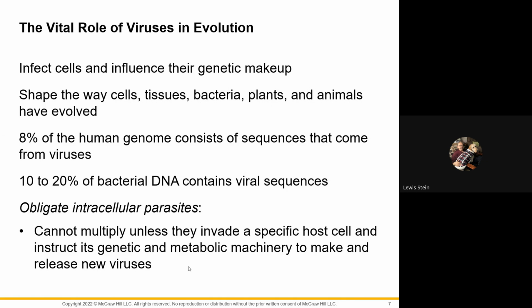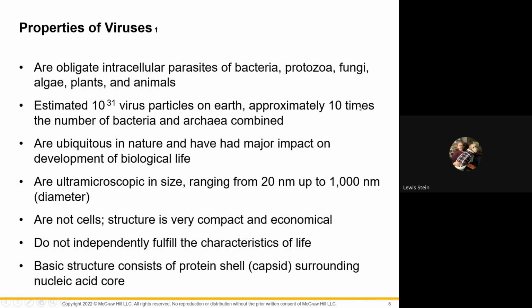And there's lots of those. HIV invades a white blood cell, converts it to a little factory to make more HIV, and then damages the single most important white blood cell in your whole system, called the helper T cell. Without it, your immune system collapses. It's exactly what happens in AIDS, and then you're going to die sooner than later. Obligate intracellular parasites are bacteria, protozoa, fungi, algae, plants, and animals. If it's living, it's getting a virus.